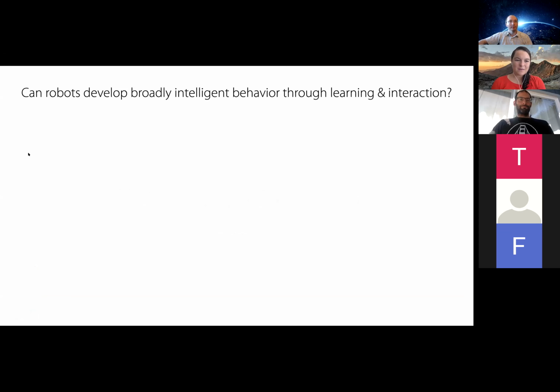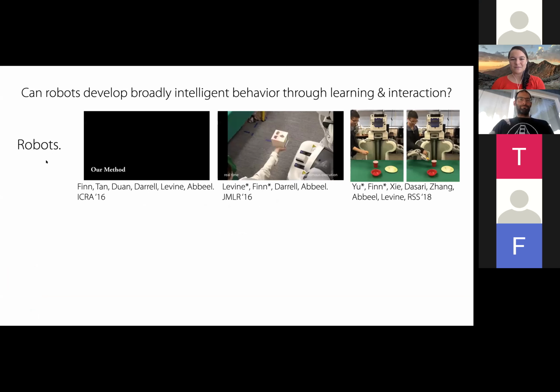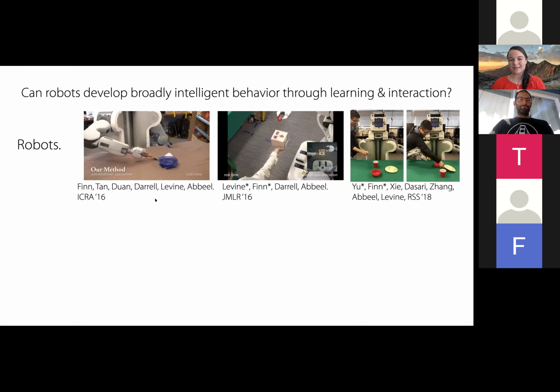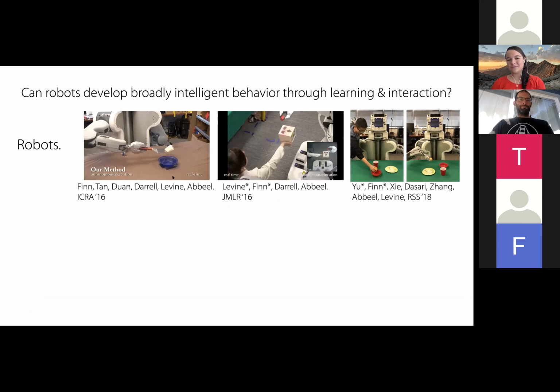So my work is at the intersection of machine learning and robotics, and a lot of the motivation for both the machine learning work that we do as well as some of the robot learning work is really along the lines of enabling robots to develop broadly intelligent behavior in the real world through learning and interaction. That involves some of the robots shown here, trying to allow robots to use tools to lift objects, manipulate children's toys, or figure out how to perform a task by watching a person do a task.